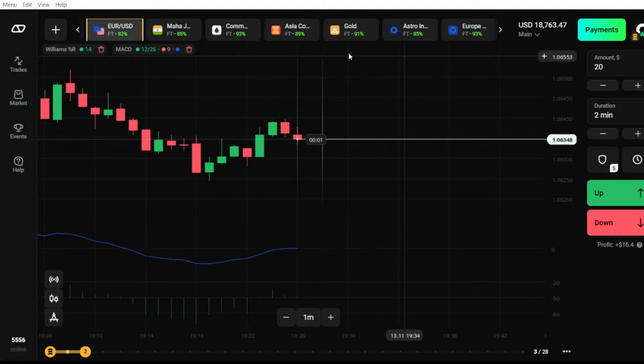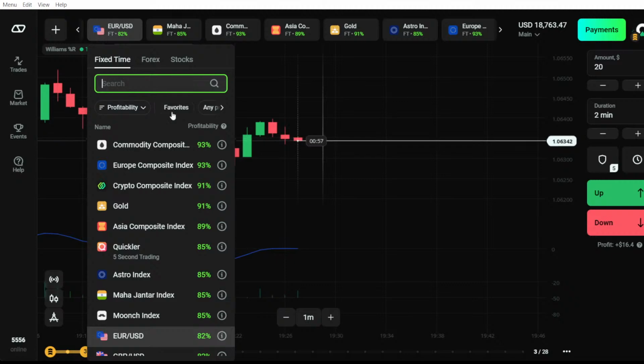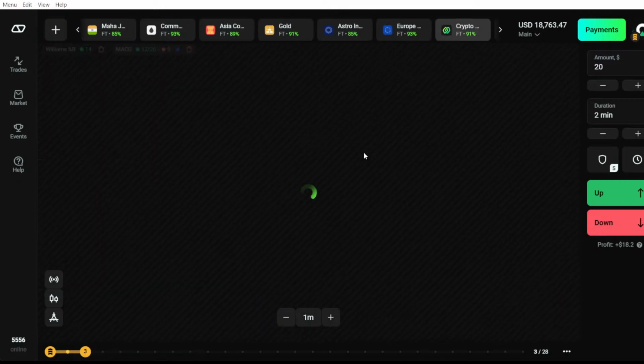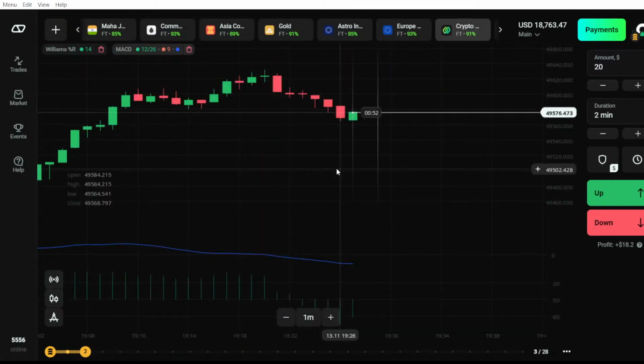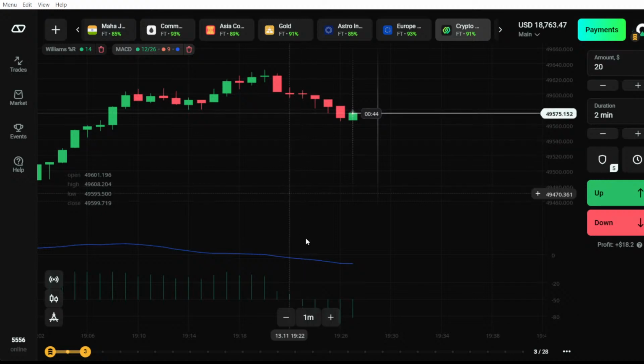Crypto composite down. Okay, let me just check. Okay, so this signal was quite old. If you had opened the trade at this level, that trade might have gone to the positive side, but right now the market is already in another zone.